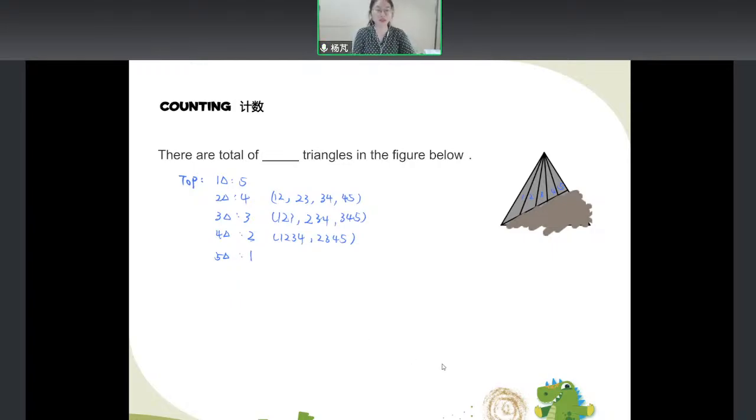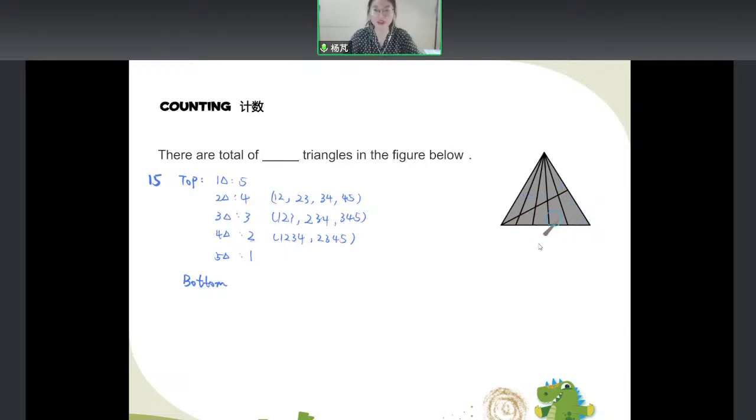That is what happened on the top. From the top, we will count 15: 5 plus 4 plus 3 plus 2 plus 1 equals 15 triangles. So we just counted all the triangles from the top. Then we will go to the bottom. Now let's see what happened in the bottom.